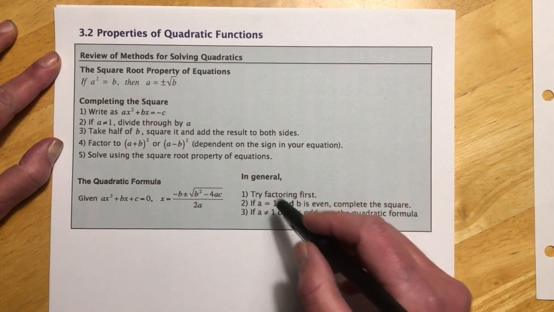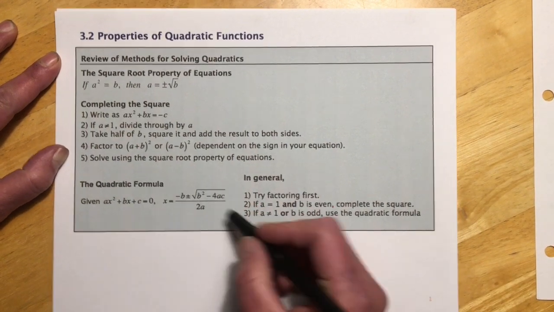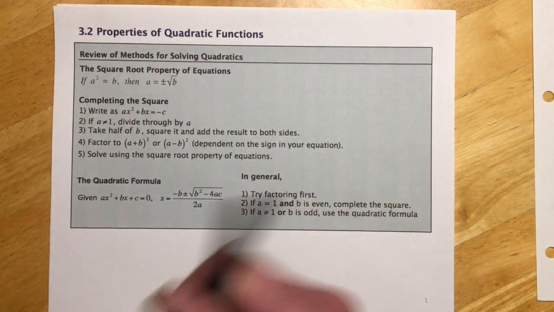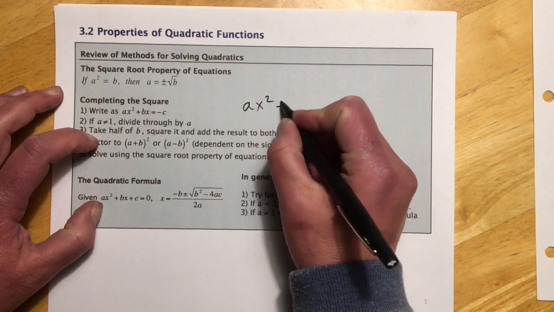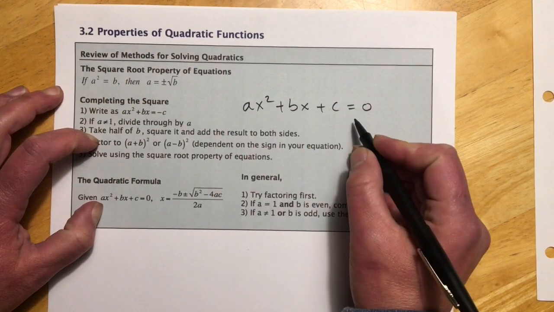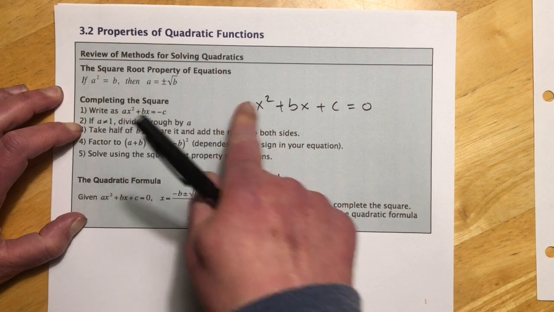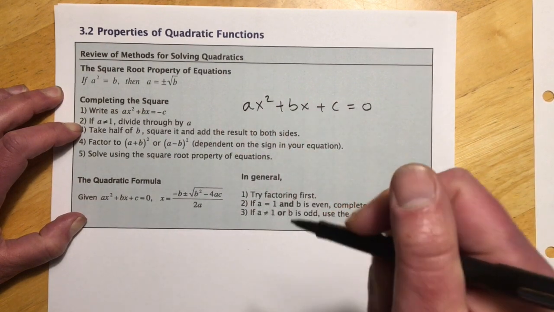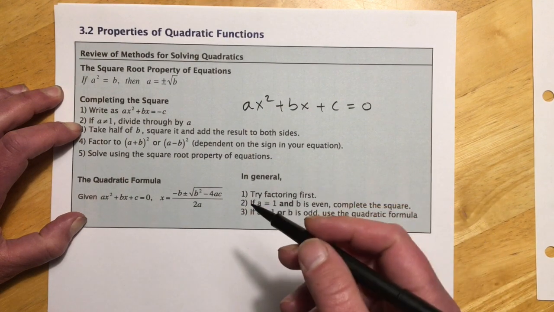But if factoring isn't an option, then you'll usually get the easiest math when a is 1 and b is even. And by that I mean there's the ax squared plus bx plus c. That's our standard form for a quadratic. So if a is 1, so it's just a plain x squared, and b is even, usually the math is easier if you complete the square.